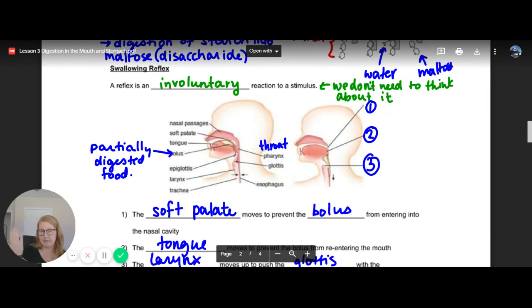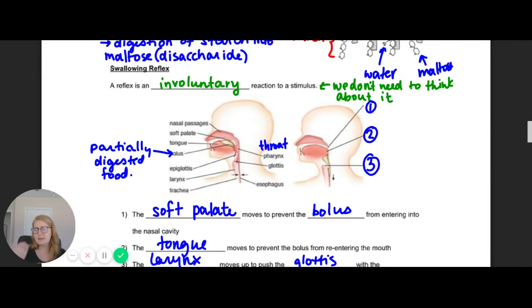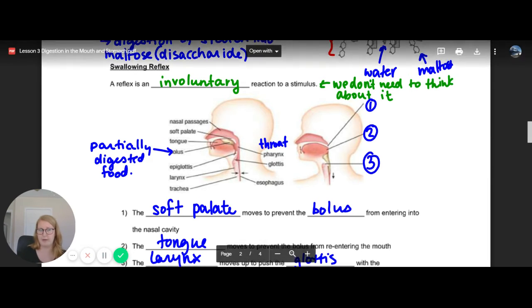And swallowing is a reflex, which means it's involuntary and it's a reaction to a stimulus. So once the bolus reaches a certain point at the back of our throat, our body is going to continue with that process involuntarily and continue to allow us to swallow. So I've sort of divided it into 3 steps here. Like I said, we're calling it a bolus over here.